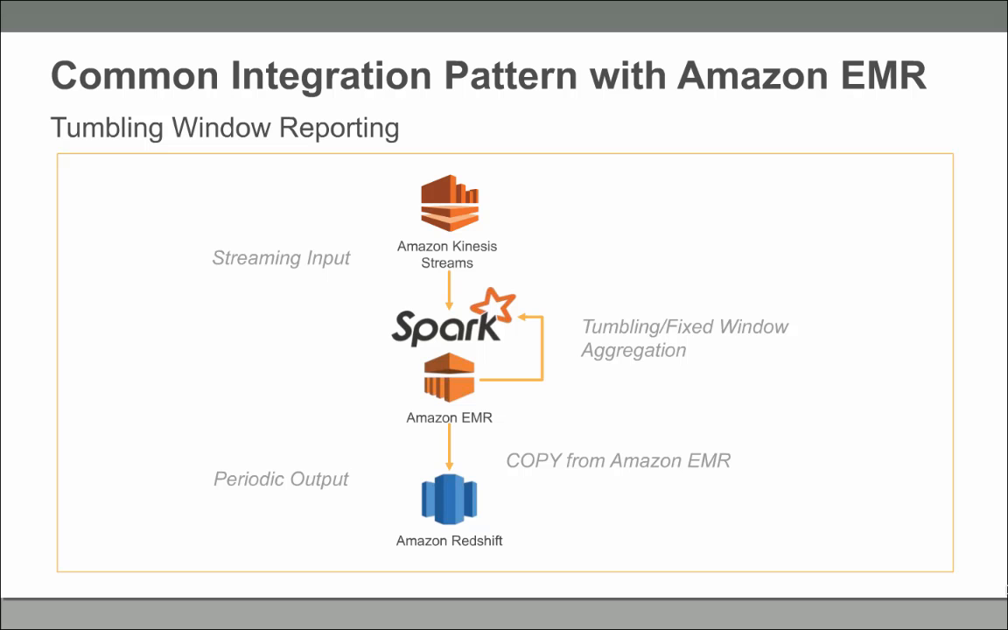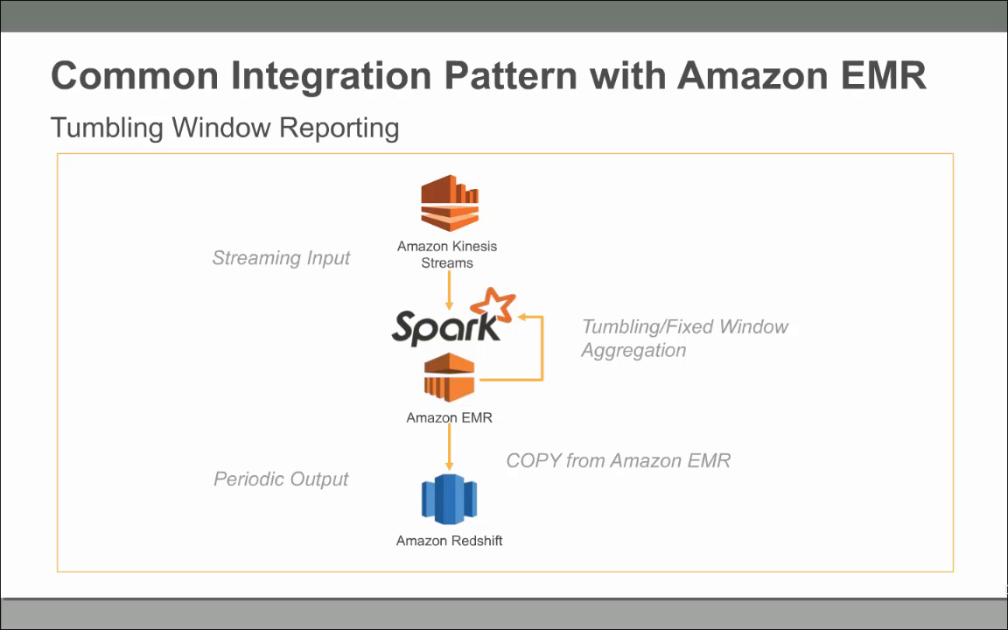Common integration pattern with EMR. We've talked about a lot of different architecture components earlier. Here we have the Kinesis stream where the data is being poured into the funnel, and then we have Spark, which is running on Amazon EMR, and that is reading that data in real time from that Kinesis stream. And then sometimes it will perform a copy operation into Redshift or do whatever else it needs to do with it.